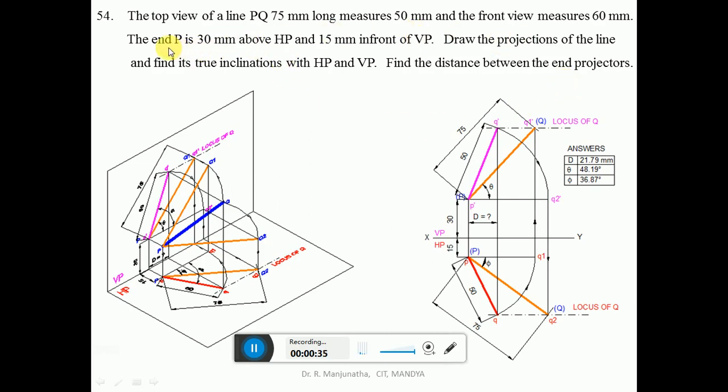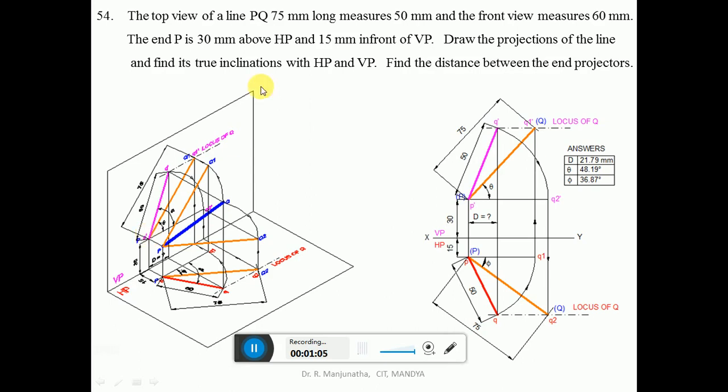So the end P is 30 mm above HP and 15 mm in front of VP. When you look from the front view, we can see the distance of P above HP by 30 mm. So when it is projected onto the vertical plane, we can see the distance of P above the XY line by 30 mm, and mark that point as p dash.